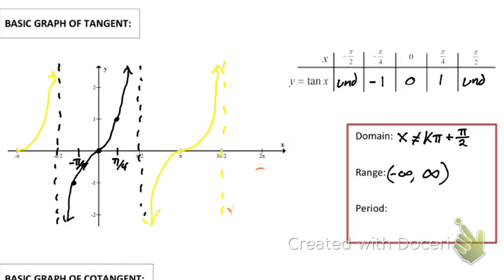All right, then the last thing is the period. The period is going to be how long one of these little snake guys are. And that is pi units. Because it's negative pi over 2 to pi over 2, so our period is going to be pi.